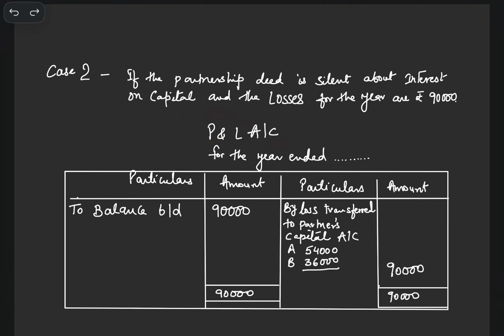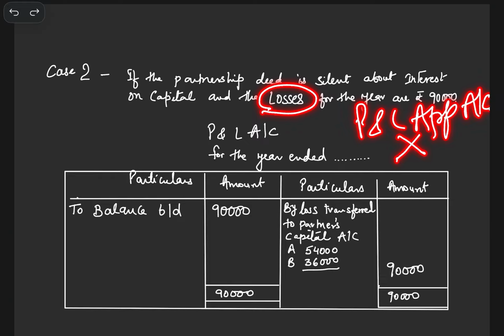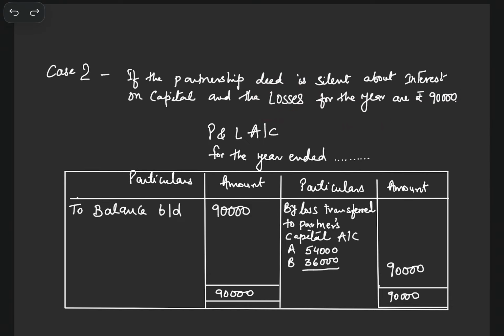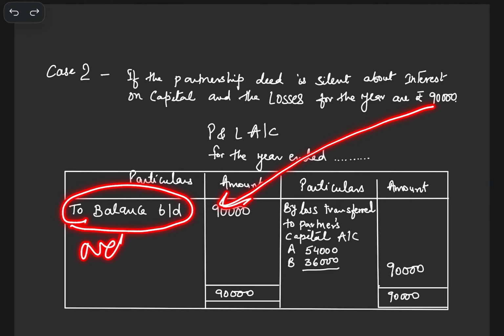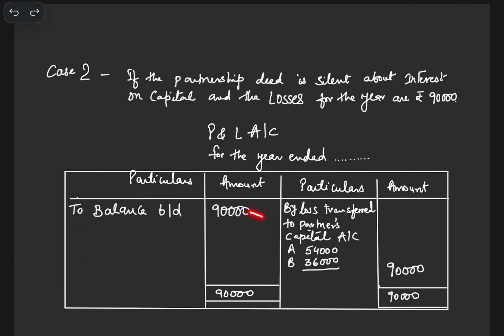That is why we have to prepare the profit and loss account and not profit and loss appropriation account. Profit and loss appropriation account is not prepared because there are losses. So the distribution of loss will be shown in P&L account. We're writing here to balance brought down. This is the part of loss. This is the net loss. Now the distribution will be done in the partners' capital account as per their profit sharing ratio 3:2.